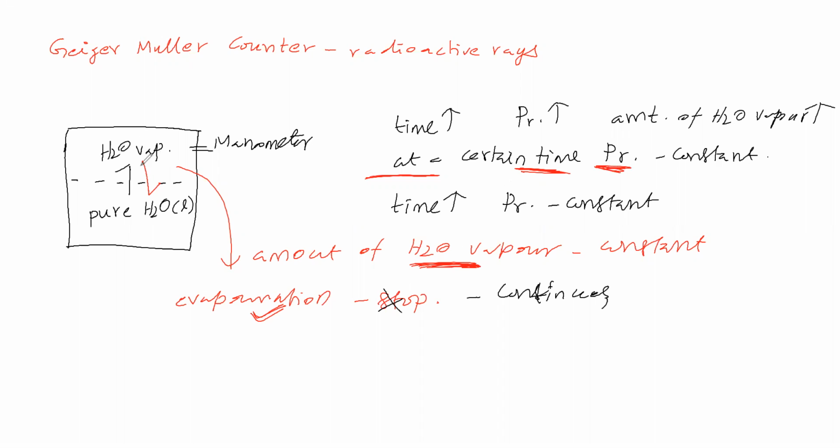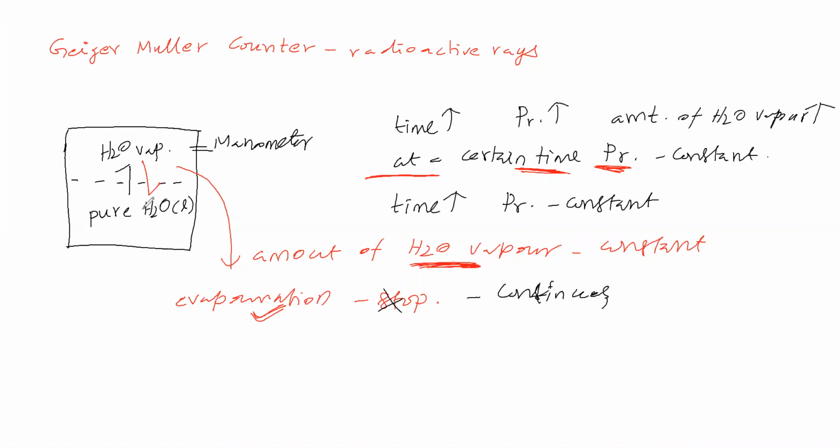An equivalent amount of water vapor condenses back to liquid water. Then the amount of water vapor remains constant even though evaporation continues. Then we can say the pressure remains constant. Okay, what is this process called?